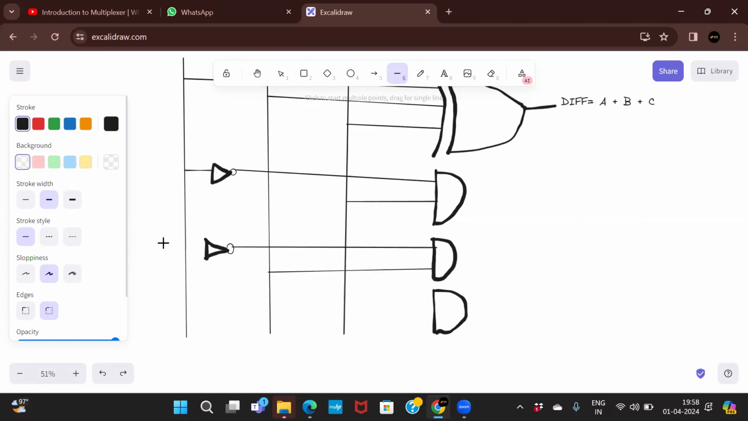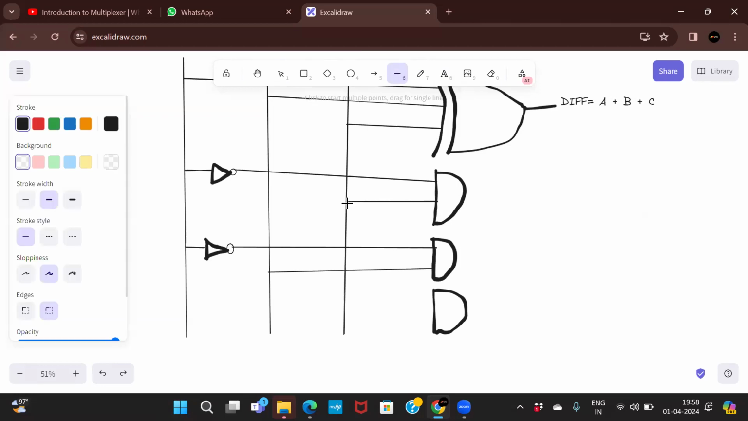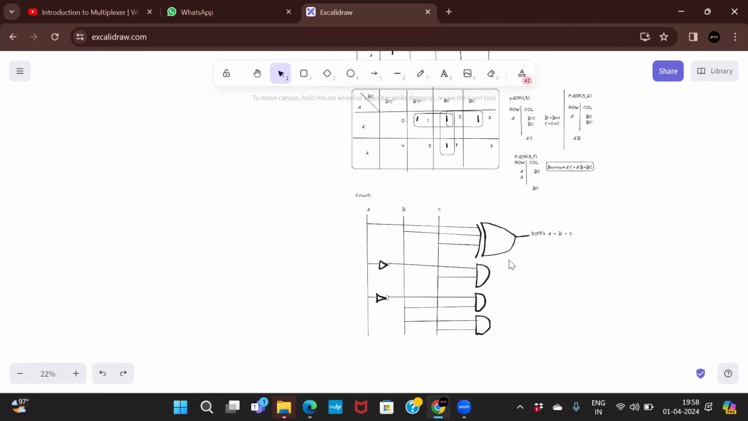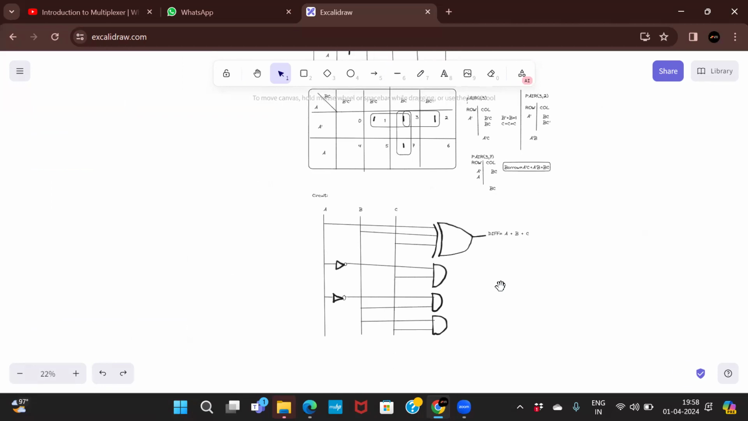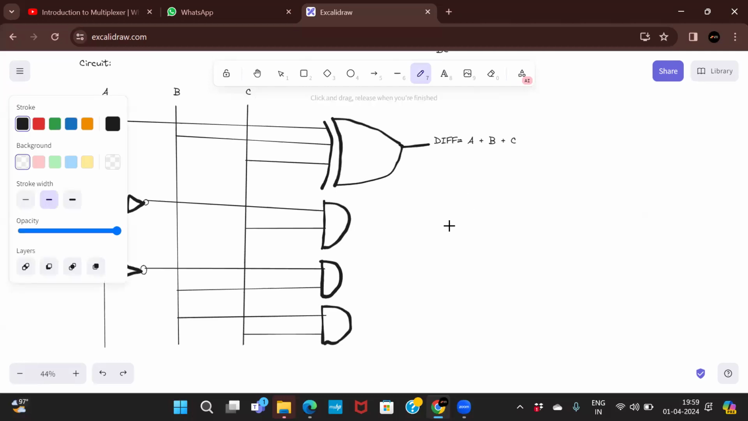It's very easy, right? Yes, sir. When you understand the number system, the truth tables and basic gates, then only digital electronics will become very, very easy. And the last one is B and C. After that, what we need to do? We need one OR gate. Okay. It's very simple, bro. Very, very simple.